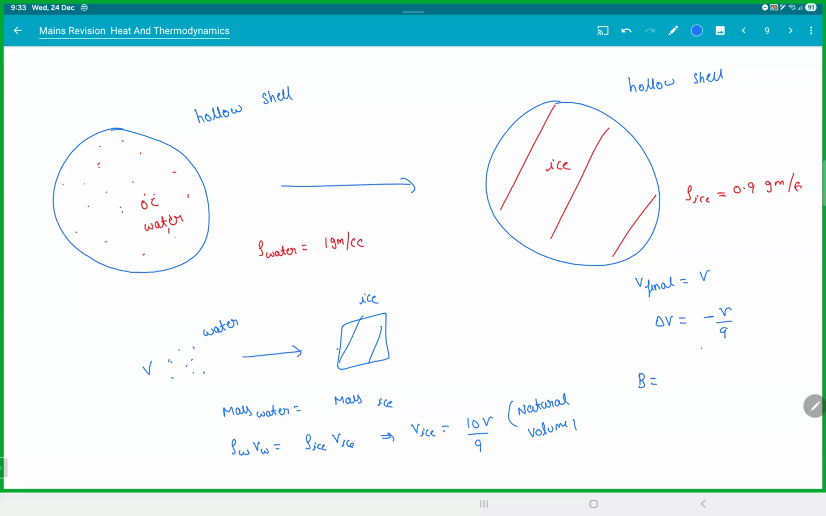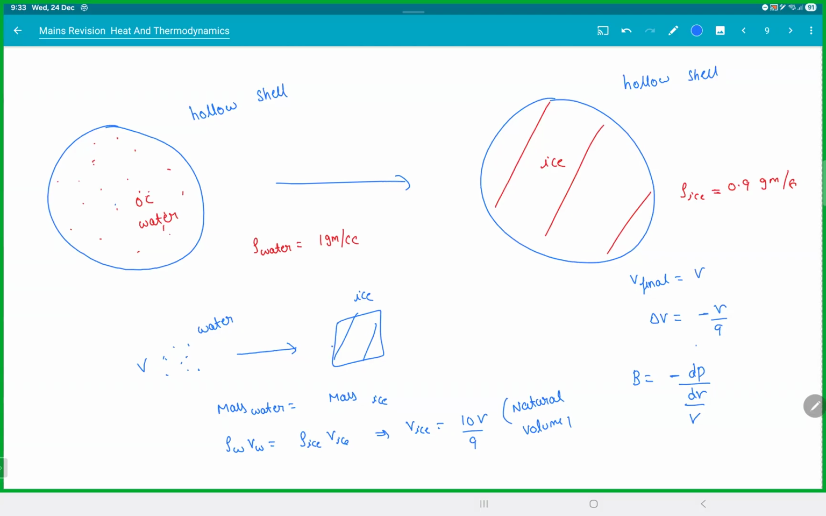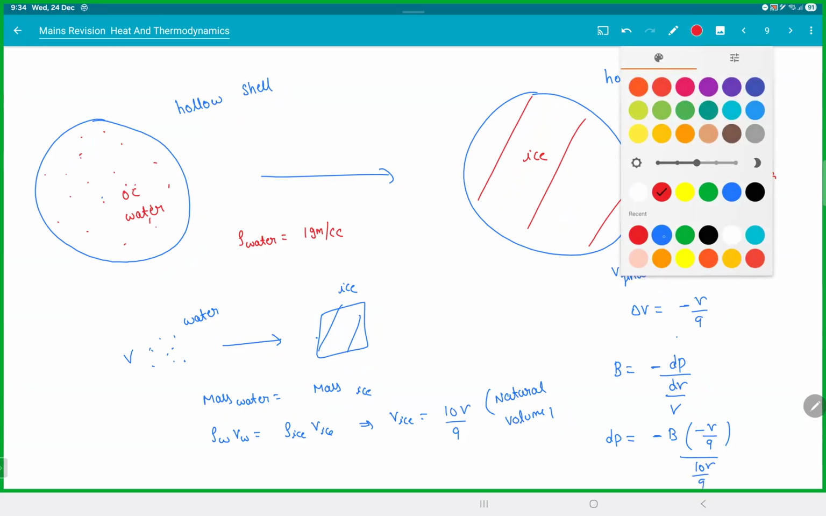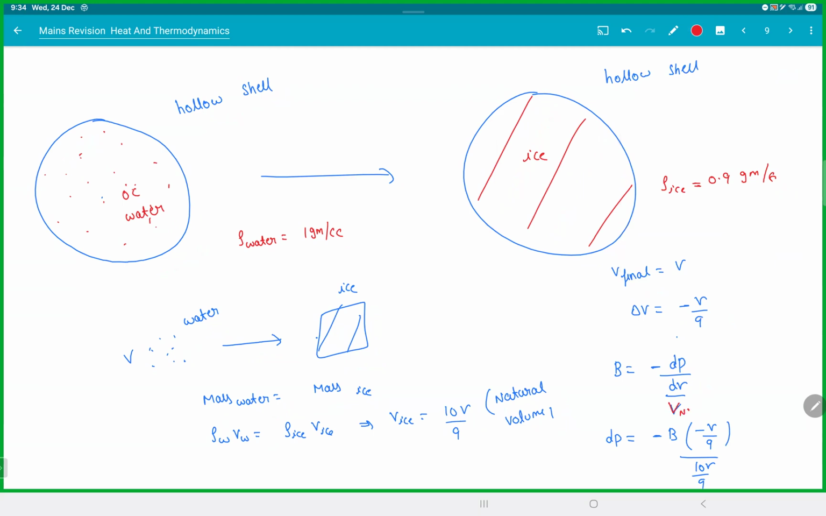Then the bulk modulus formula is bulk modulus B equals minus dP by (dV by V). So we get dP is equal to minus bulk modulus times dV by V. dV is how much? Minus V by 9. What is V? 10V by 9. This V is also the natural volume. This is not your initial volume. The ice will think from 10V by 9, I got compressed by V by 9. Are you getting this? So this would be V by 10.